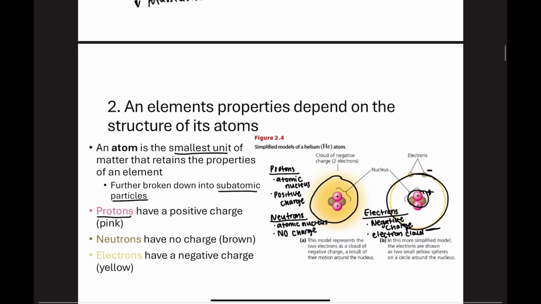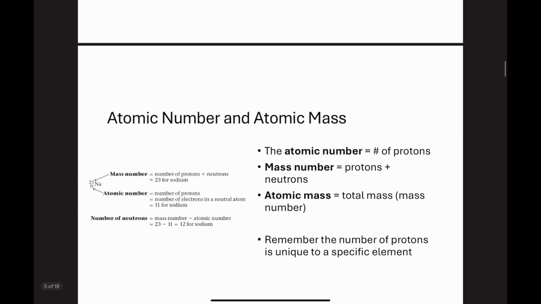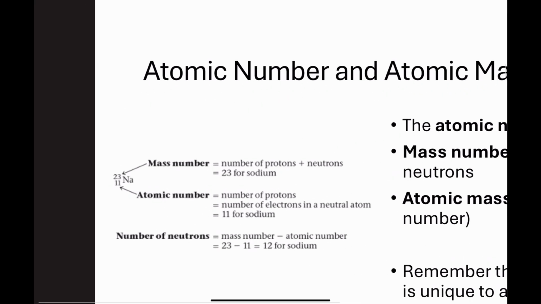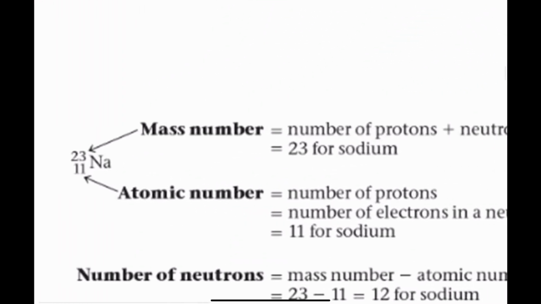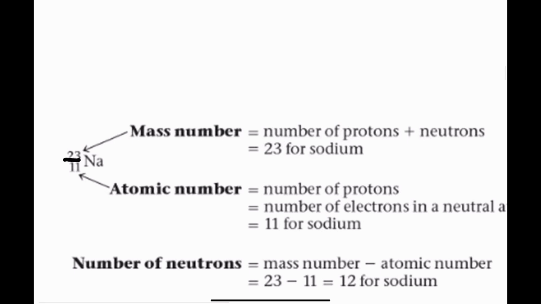So now that we know what an atom is, we should probably apply this knowledge to the periodic table. When we look at the periodic table, we're going to see an element, and that element is going to contain some really important information. The letters are going to determine what the element is. Over here, we see Na, which stands for sodium. And in this example, we see the number 23 right here. This number is the mass of the element. It is the mass number.